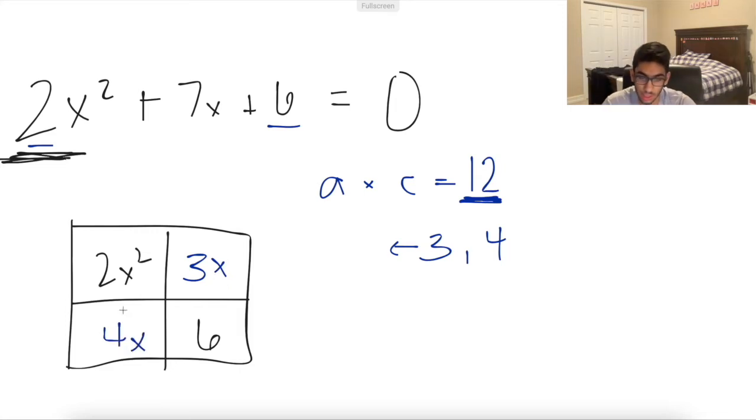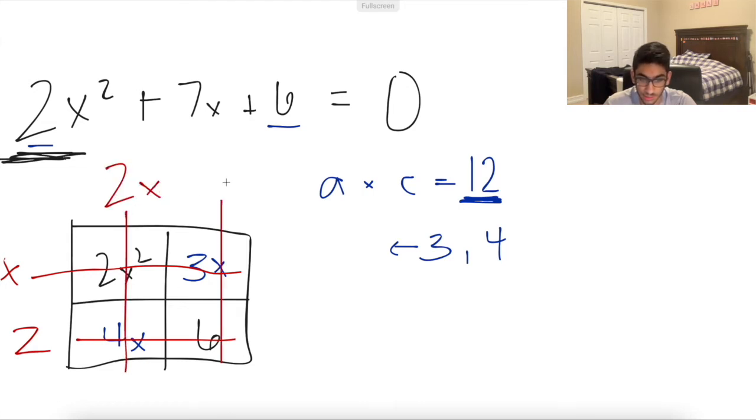Now for each row and each column in the grid, we want to find the GCF. In this row, the GCF is x. In this row, the GCF is 2. Now we go vertically: this GCF is 2x, and this GCF is 3. The stuff in red are our factors, so we have 2x plus 3 and x plus 2.